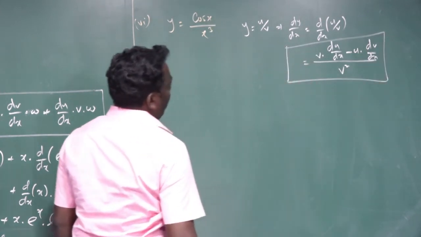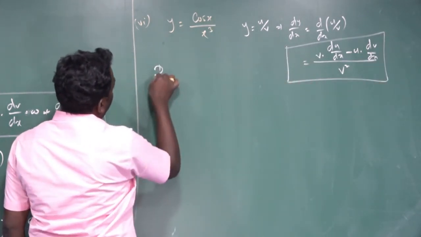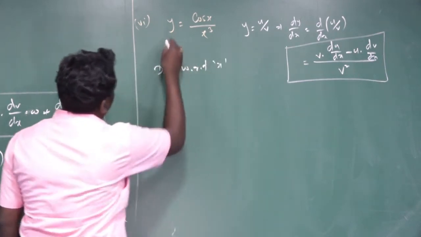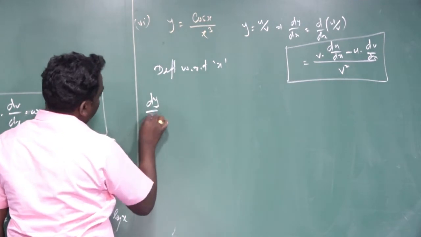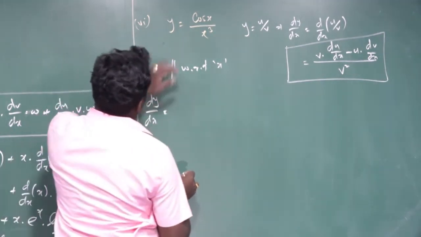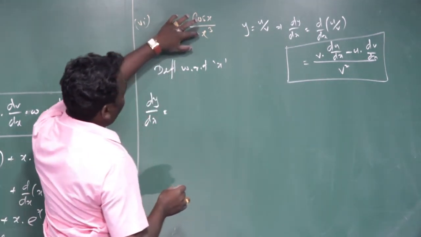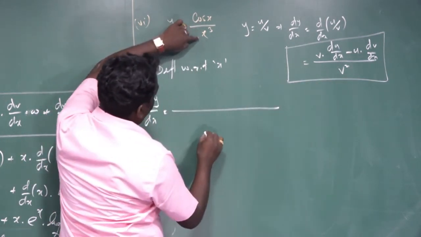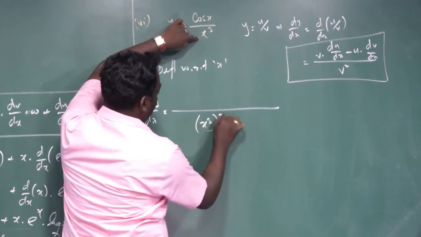Now in this problem we are applying the quotient rule and differentiating with respect to x. What is the left hand side? dy by dx is equal to, here u equals cos x, v equals x power 3. Therefore, the denominator is v square. What is v? x power 3 is called v, it is whole square.